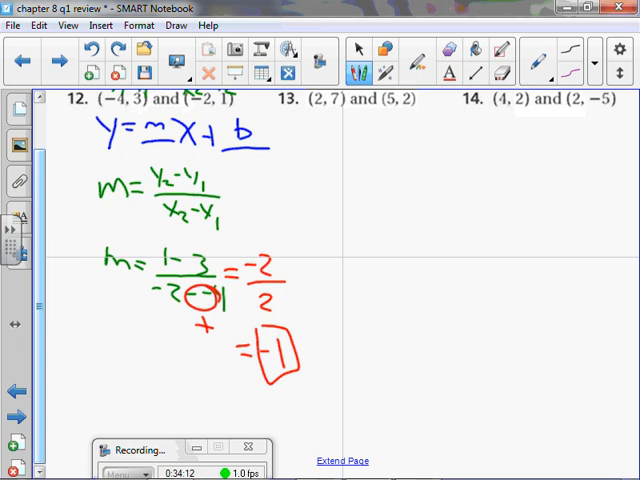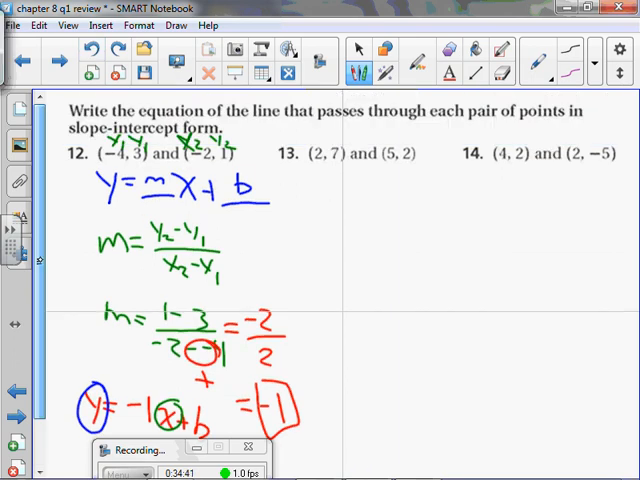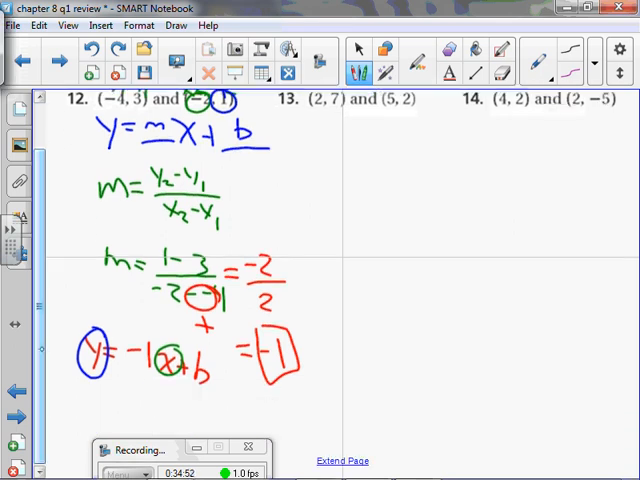But I'm not done. I still need to find b. Here's the way I find b, once again. I take my equation, y equals m, but now m is -1, x plus b. And I'm going to temporarily replace x and y with an x and a y from one of my points above. I picked the point that looks the easiest, and I guess this second point looks easier: -2 and 1. That's my x and my y. So I'll just replace them.